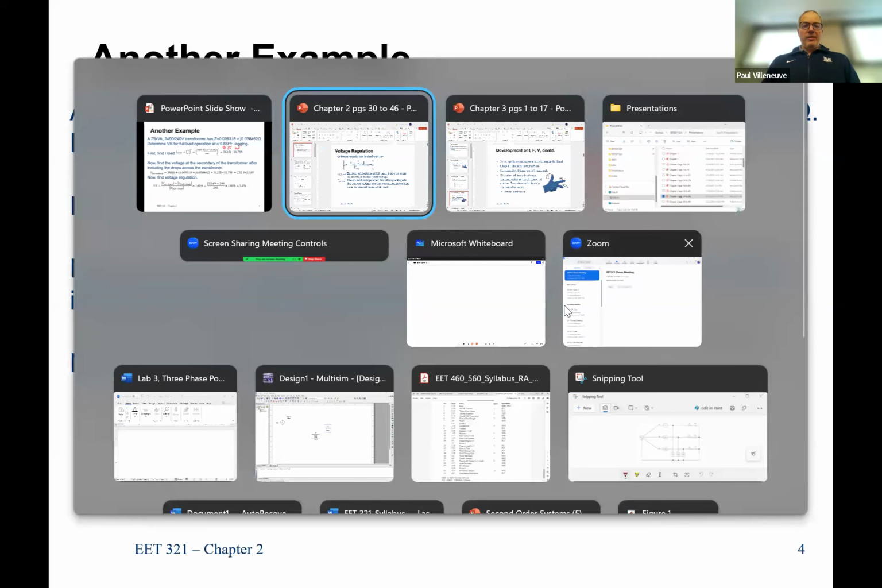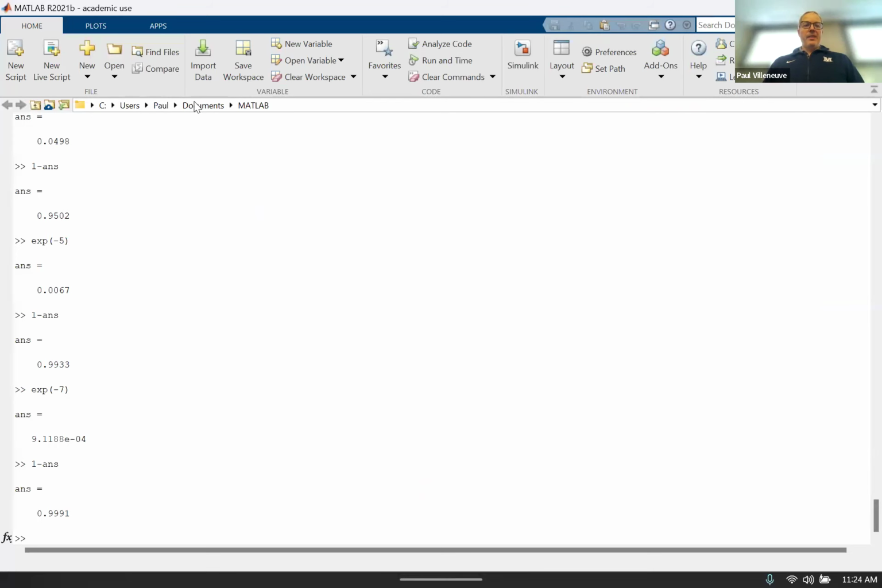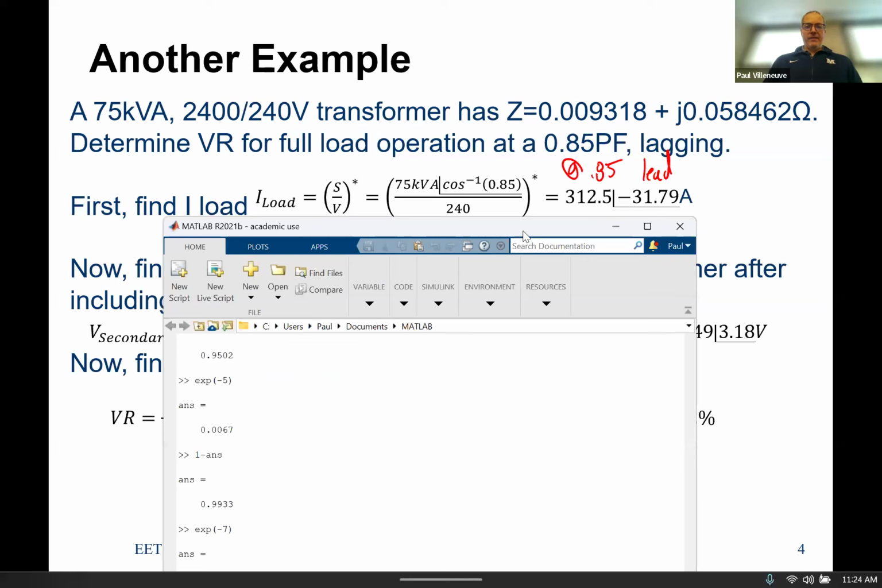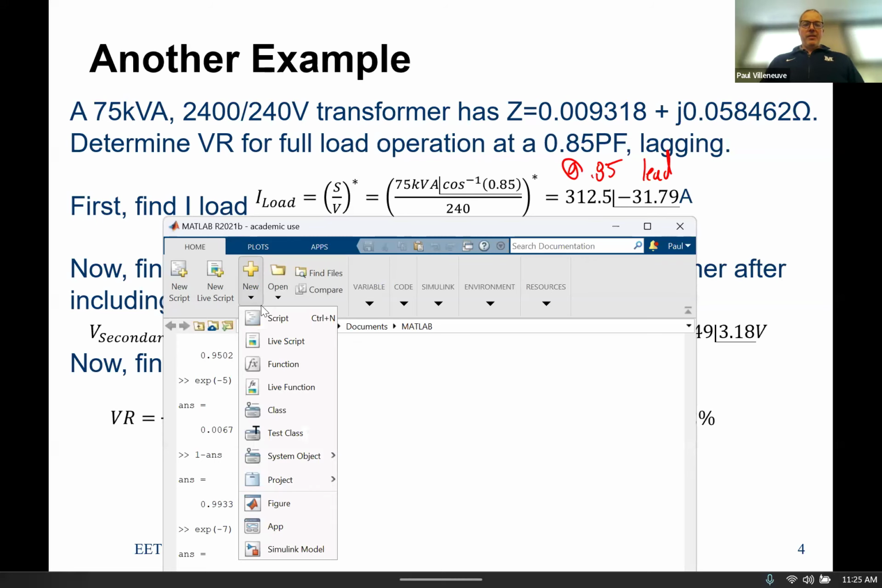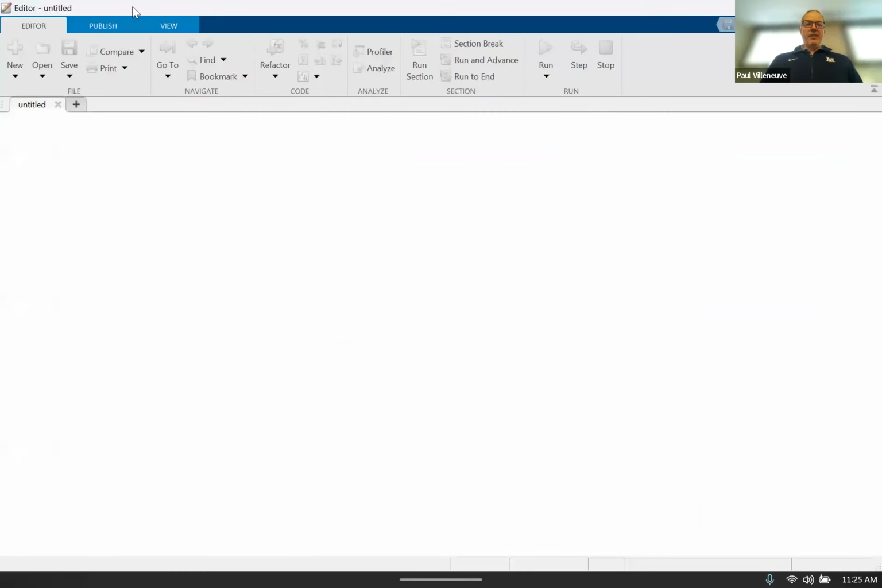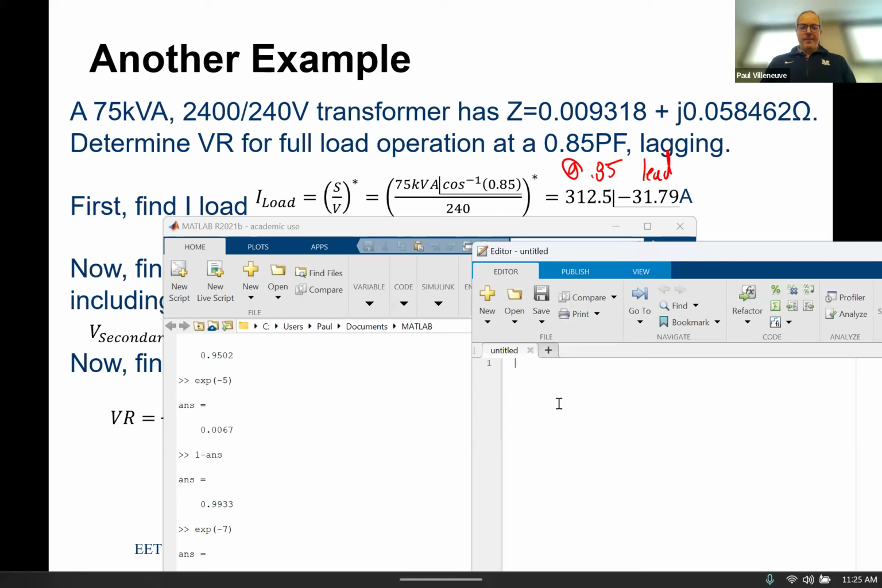While you're doing that, I will do my own, if I can see MATLAB. Yep, I'm just going to shrink it down a little bit. I'm going to do a new script. Sorry, I'm just making everything big.